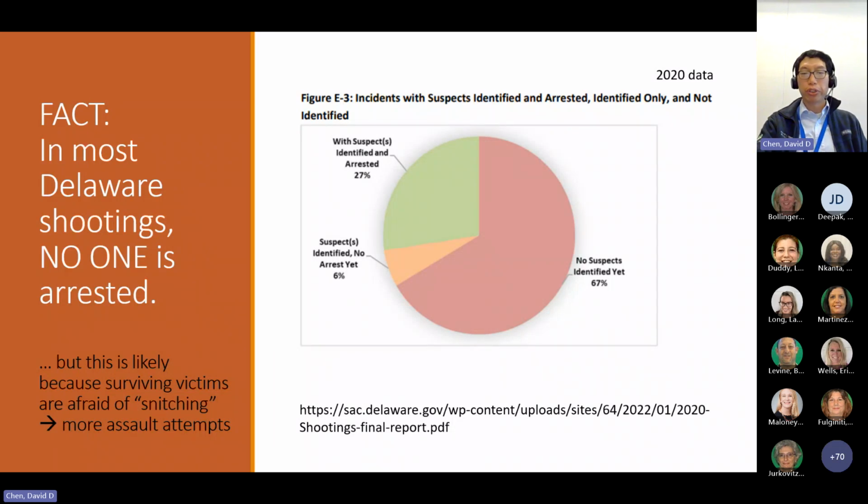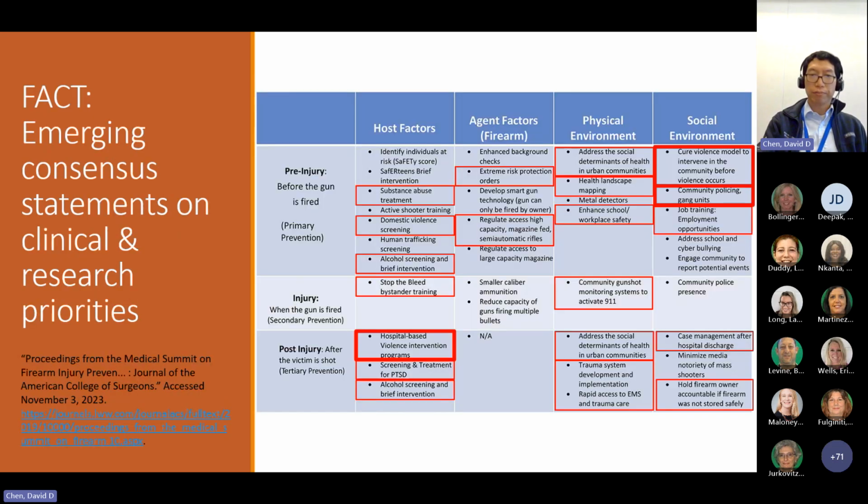In most Delaware shootings, no one is arrested. If you were to be injured by a firearm and the person who perpetrated this to you was not arrested, what guarantee do you have of your own personal safety from another incident occurring? These incidents are less likely to be from intimate partner or domestic violence, more in that other assault category. And it's an unnerving thing to think about from a personal perspective.